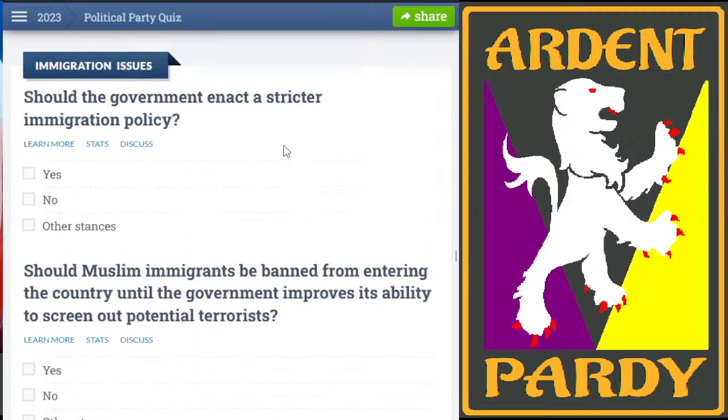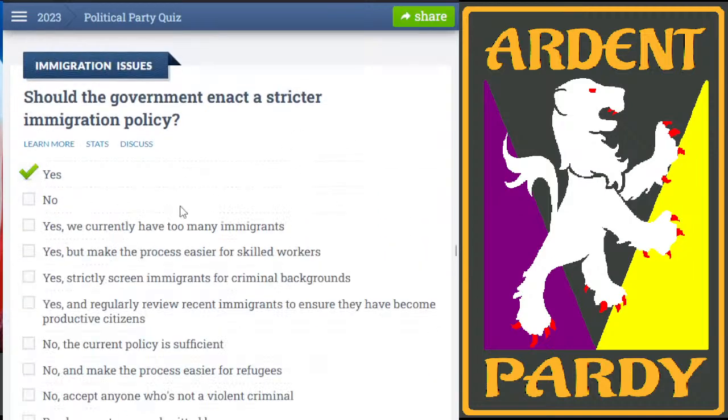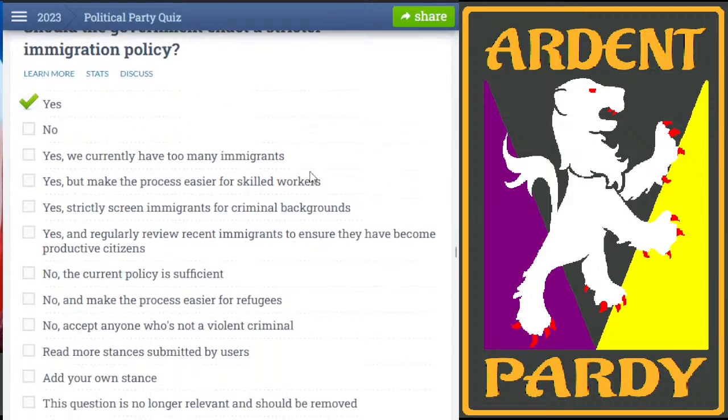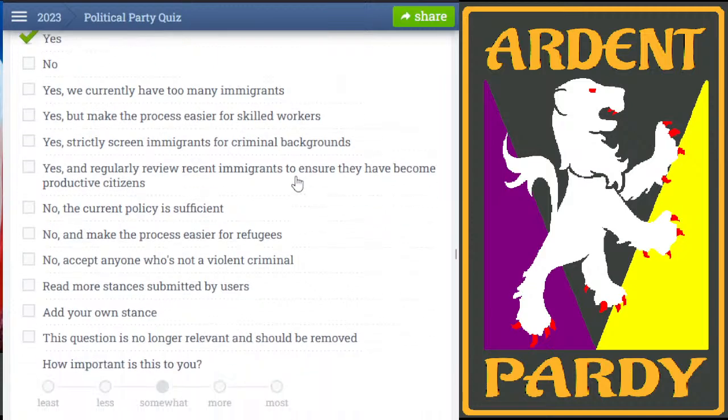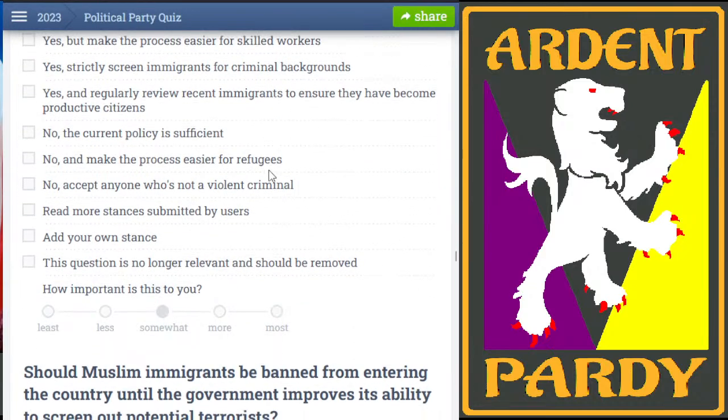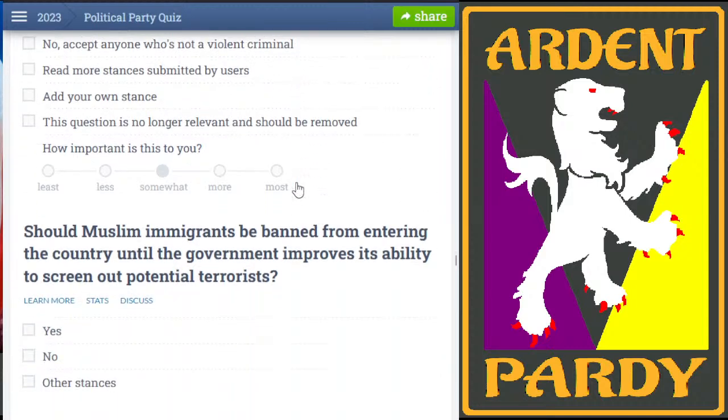Immigration. Should the government enact a stricter immigration policy? Yeah, we currently have too many immigrants. I don't think that's necessarily correct. But if we had the word illegal in here, yes. Make the process easier for skilled workers? No. Strictly screen immigrants? It's not working. Regularly review. Current policy is sufficient. The hell it is. Accept anyone who's not a violent criminal? Absolutely not. That means you take somebody who's committed fraud.